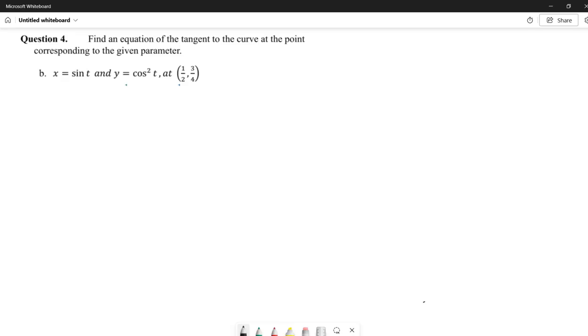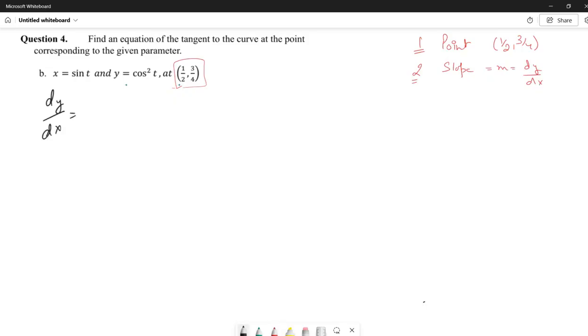Let's work on the next one. Find the equation of tangent to the curve at the following given parameter. If you guys notice, in this case, the point itself is already given. For the equation of tangent, we need two things, point and slope. The point is given, (1/2, 3/4), and the slope we need to find, which will come from the derivative. So let's find the derivative.